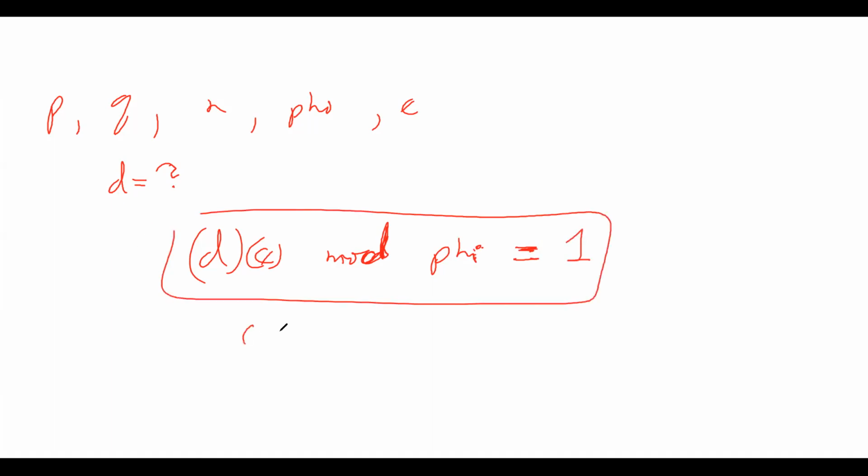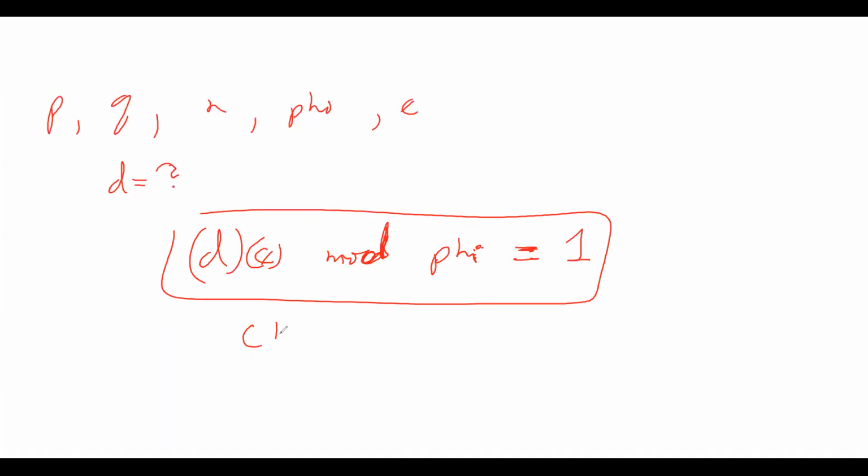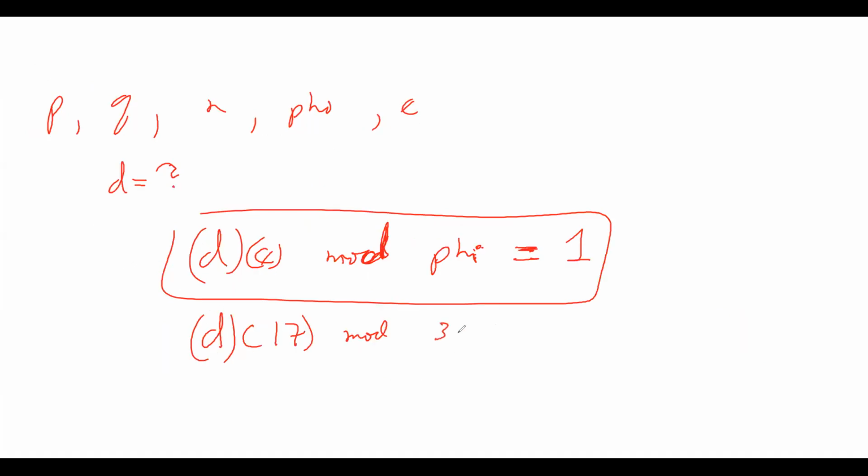So we have E is 17. Phi we already have as well. Phi was 3120. And that is equal to 1. Then we need to figure out D.